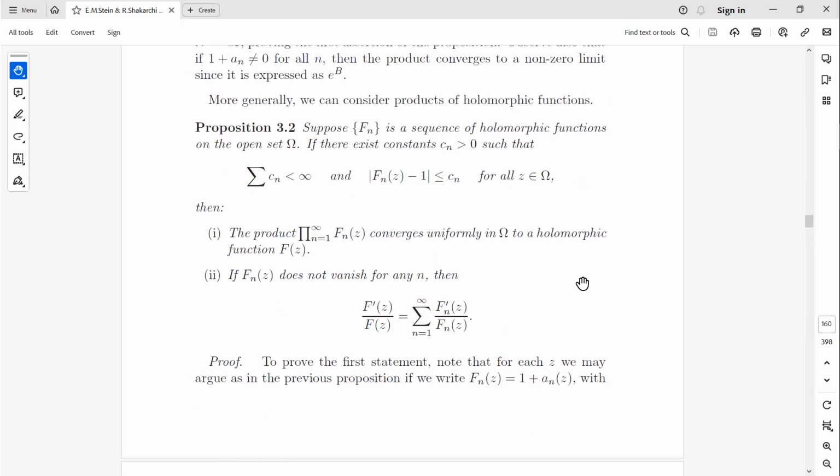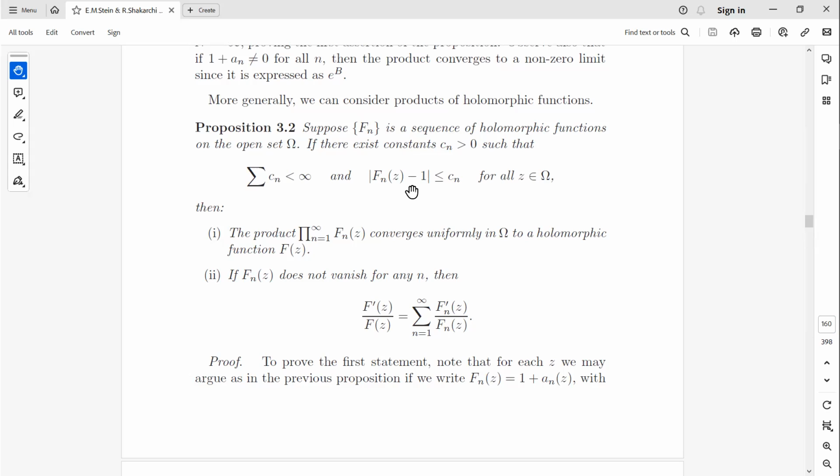But yeah, here is the deal. This is what I was trying to write. So if F_n is a sequence of holomorphic functions on open sets, the holomorphic part you can forget. Open set, this is just what I wrote as C; they are generalizing it to an open set. If there exists some constant C_n such that this happens, then where am I wrong in my condition?